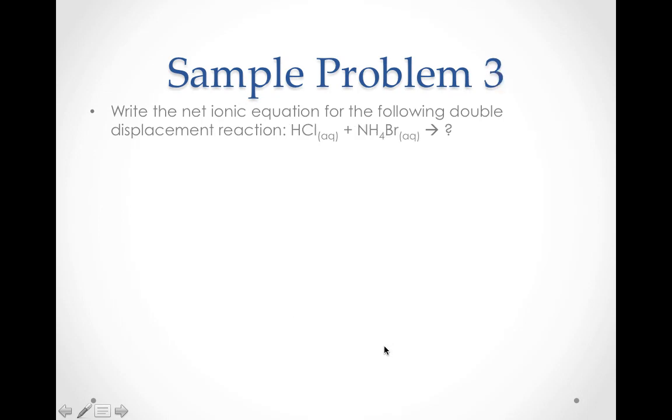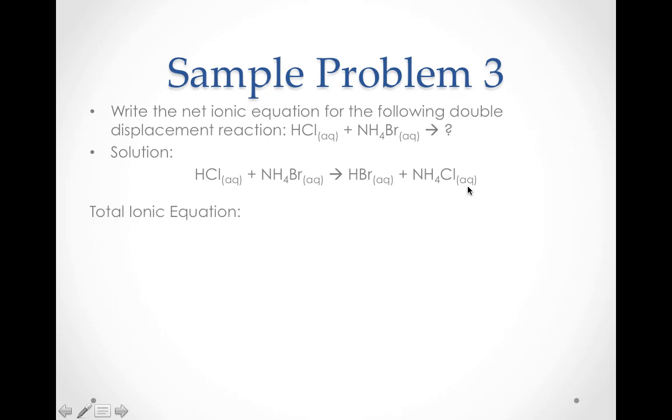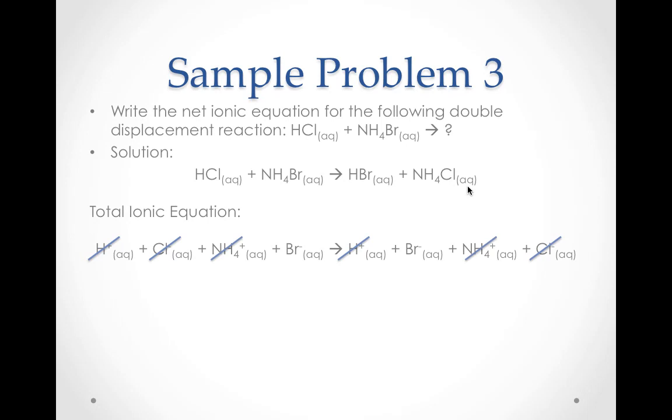Last one. Here we're asked to write the net ionic equation for the following double displacement. So we have HCl aq and NH4Br aq. I'm not going to go into too much detail on this one, but I do want to make a comment. If we write out our balanced equation, we get HBr aq and NH4Cl aq. We notice everything's aq, so we're going to write everything in the dissociated form. And then what we notice is that everything actually cancels out. So because everything cancels out, there was no reaction that actually took place.